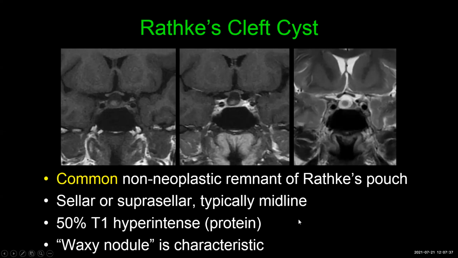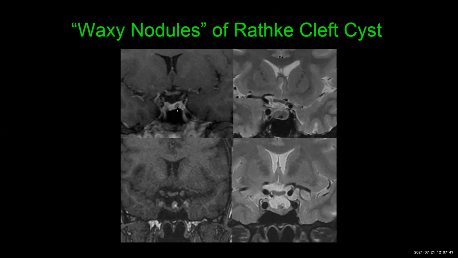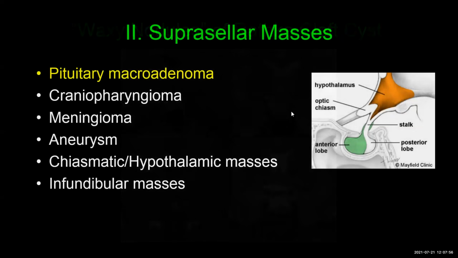These are benign, not tumor. Here's a collection that I have of these little waxy nodules in different lesions, all Rathke's cleft cyst. This one's a little white dot. This one's a little black dot. A cyst with a little dot is almost always a Rathke's cleft cyst.